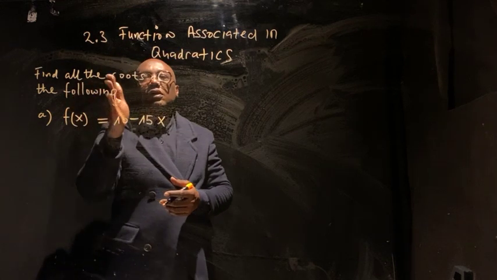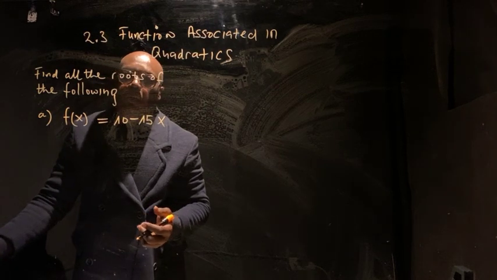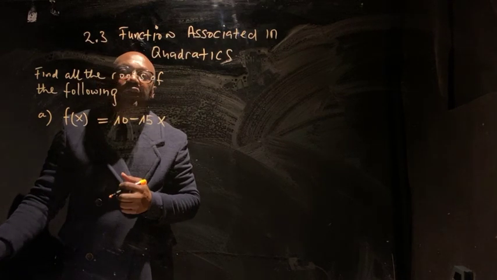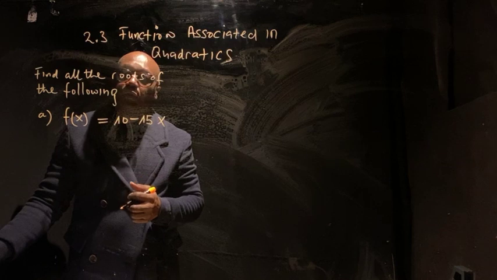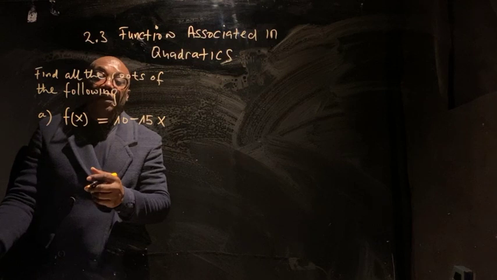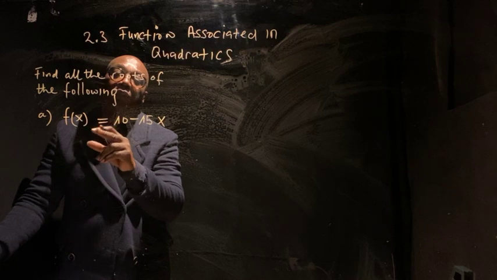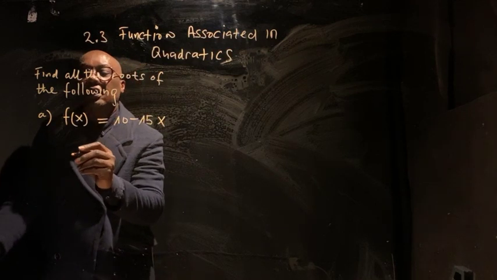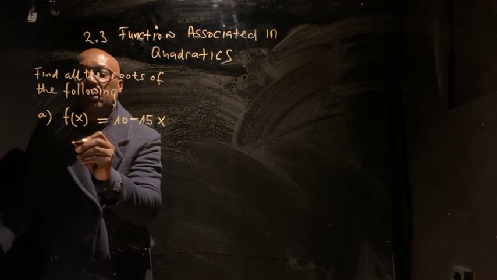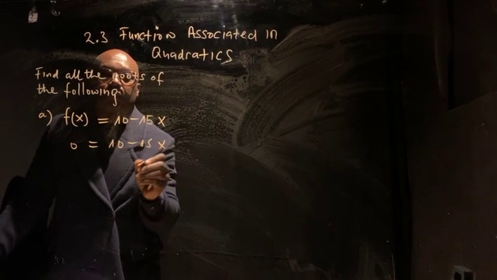Find all the roots of the following. A, you can only find a root when the given function is equal to 0. When the given function is not equal to 0, you cannot find the root. For instance, the given function here is f of x. We can find the root when we put f of x equals 0. In that case, finding the root, we have to put f of x equals 0. So it becomes 0 equals 10 minus 15x.